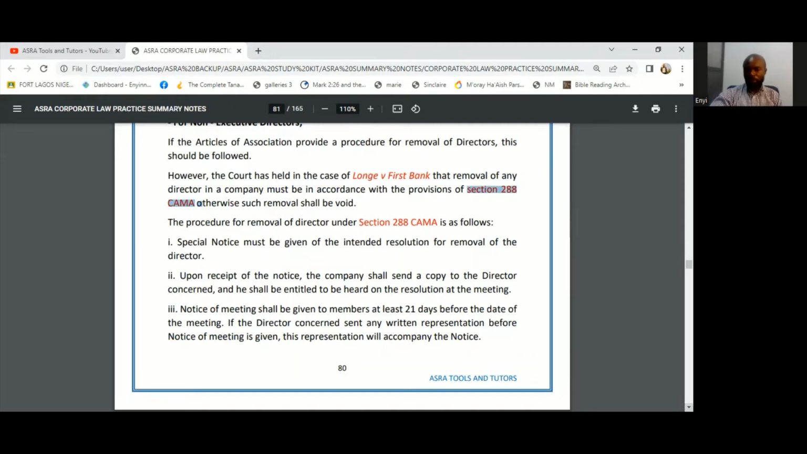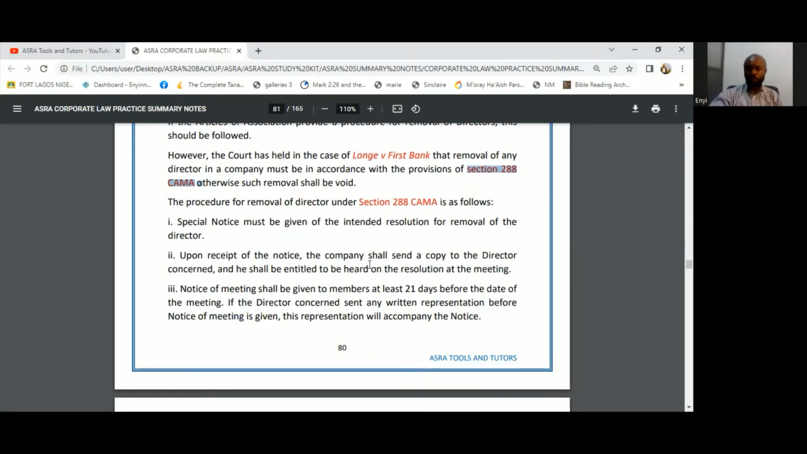So what is the procedure under 288 of CAMA? Now, the procedure basically is first that special notice must be given to the company of the intention to remove that director. And after the company has been served with the notice, the company would now serve a copy of the notice on the director who's to be removed. Now, the director who's to be removed may then send a written representation to the company, which means a defense in writing, against whatever allegations were raised against him. He may send in his written representation.